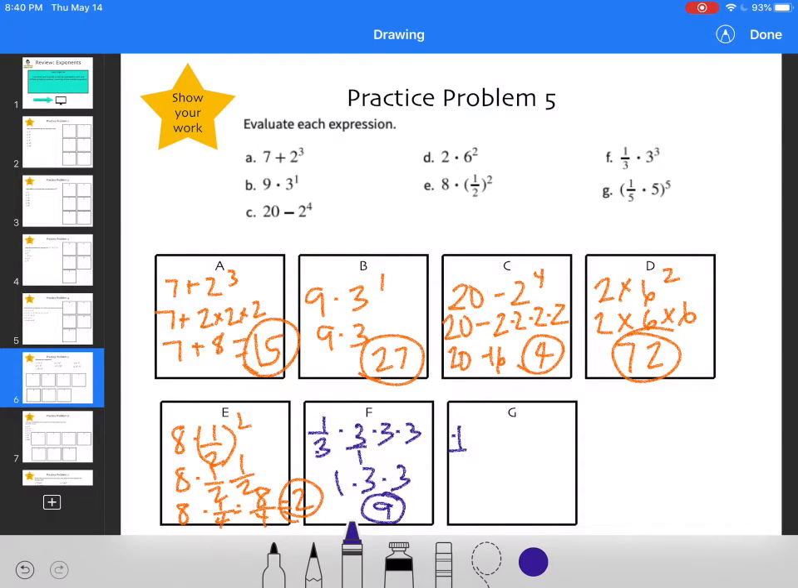Then I have 1/5 times 5 over 1. That's in parentheses to the fifth power. So what's in the parentheses is going to go first. So 5 over 5 to the fifth power. So that's going to be 1 to the fifth power. So 1 times itself 5 times is still going to equal 1.